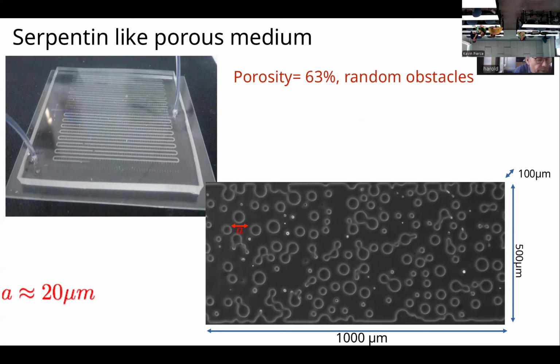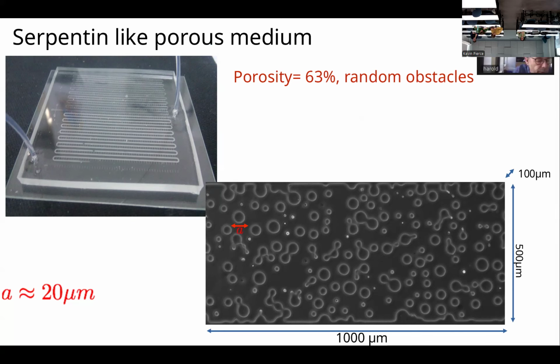You see the microfluidic chip we use. At the bottom right, that's the field of view we have with our microscope. You see the circles are the grains, and you can see some disorder. The typical size of the grains is about 20 microns. The field of view is 1 millimeter by 500 micrometers.